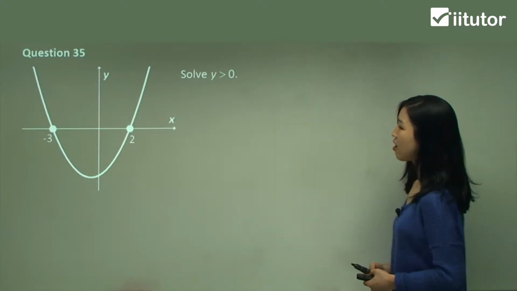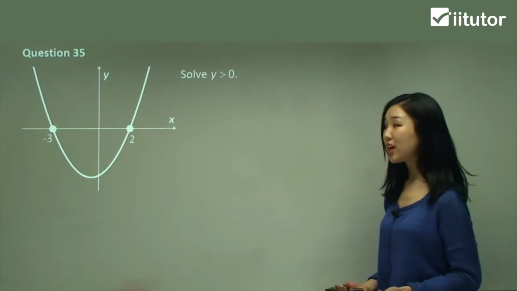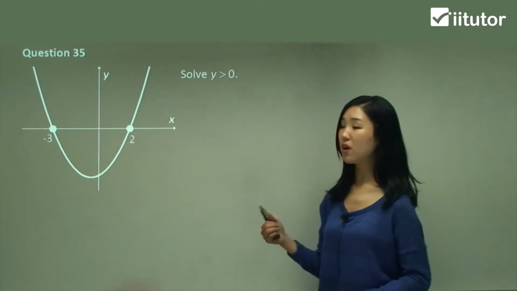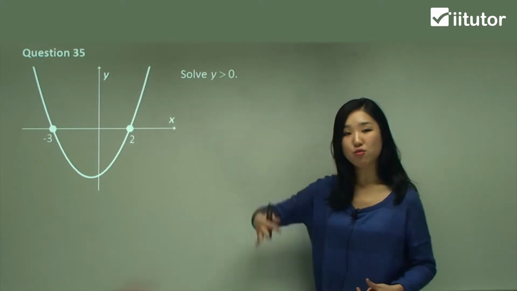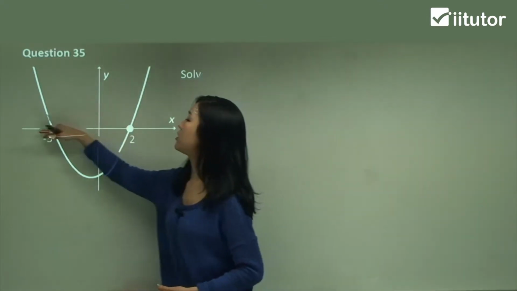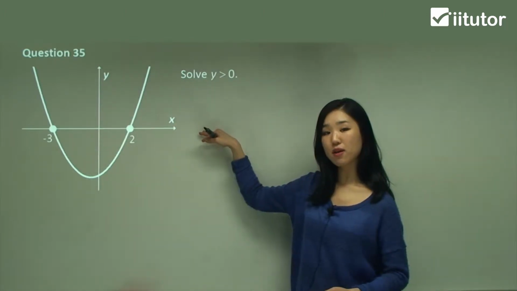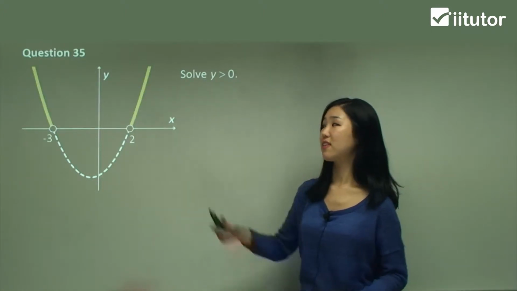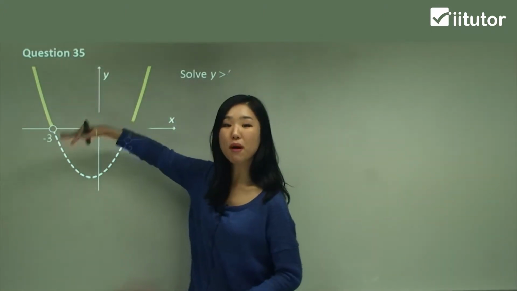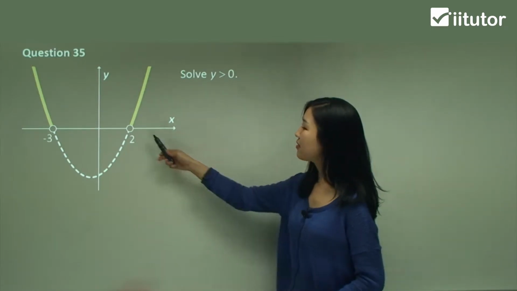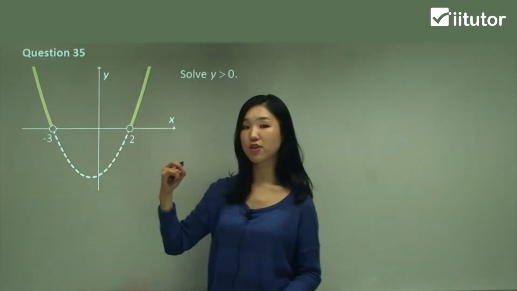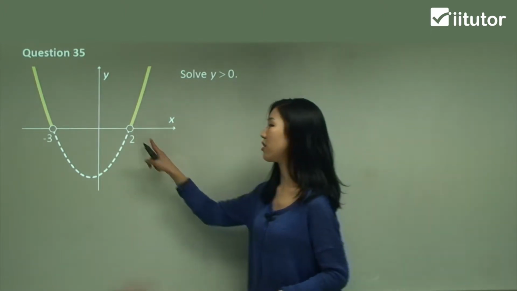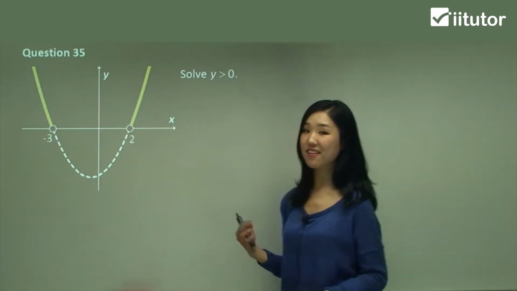Question 35 says solve y is greater than 0. Have a look at the graph. The x-intercepts are -3 and 2. What part of the graph makes y greater than 0? y equals 0 is the x-axis, so any part of the graph that's above that represents this inequality. Basically the yellow parts of the graph which are above the x-axis. Now, hope you realize why I put those hollow circles. It's because it's not equal to 0, it's just greater than 0, so we don't include these particular points.